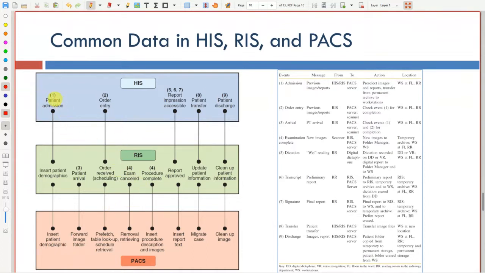For example, when you have patient admission, this will insert the patient demographics here in RIS. If you have a patient admission and this patient will have to go through a radiological procedure, then you get the patient information from the admission here and insert it in the RIS.